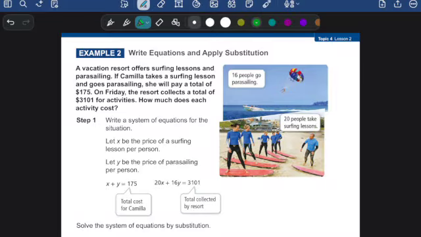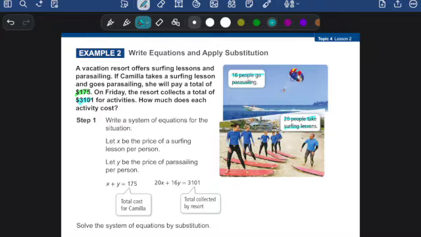Example 2. A vacation resort offers surfing lessons and parasailing. If Camilla takes one surfing lesson and then goes parasailing one time, she will pay a total of $175. So I am thinking of an equation for Camilla's lessons. On Friday, the resort collects a total of $3,101 for all the activities. So this is the total. And we can see during the week, 16 people go parasailing and 20 people take surfing lessons. So I can be thinking of my second equation. How much does each activity cost?